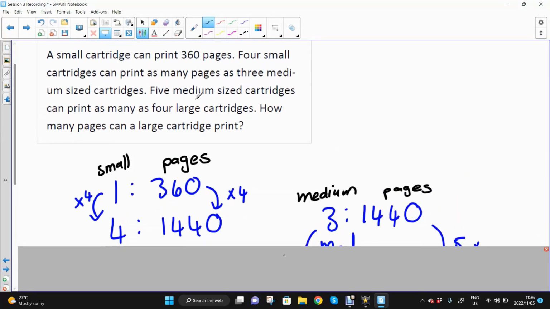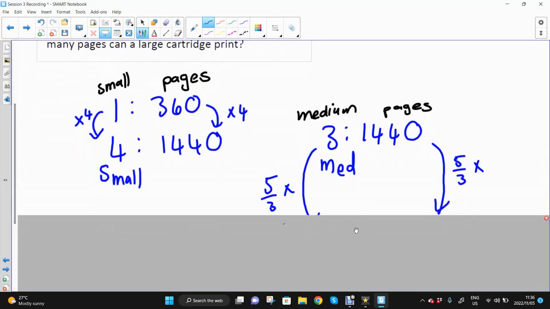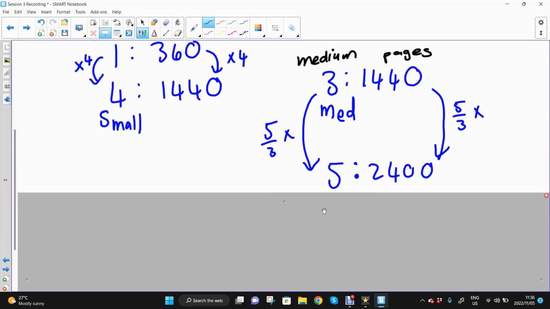Let's read on. 5 medium-sized cartridges. So let's work out how many pages can 5 medium-sized cartridges print. So I needed to get an answer of 5 there. So I need to take 3 and times it by something to get 5. Now, to do that, you can use a fraction there. So if you times 3 by 5 over 3, you will get 5. So you must just times the pages with the same amount with that fraction. So that tells me that 5 medium cartridges can print this amount of pages.